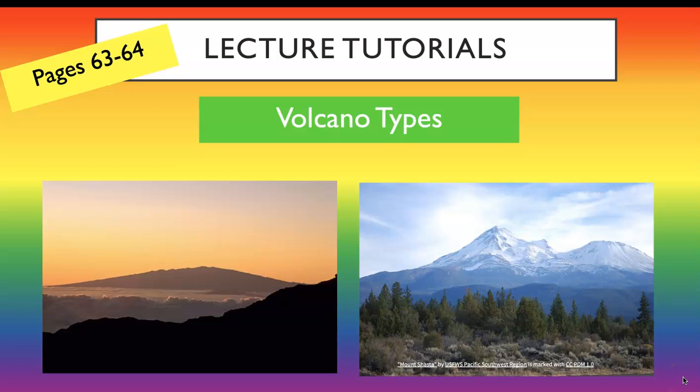This lecture tutorial focuses on two types of volcanoes. Ones that have a very gentle appearance, almost like a hill, and then others that look very much like a typical volcano that you might think of, with a rather pointy top and much of it above the snow line.